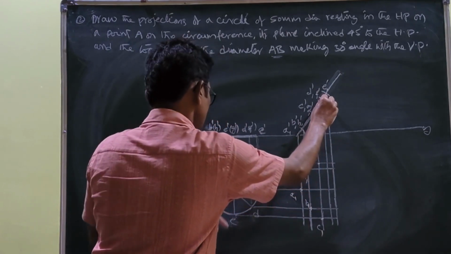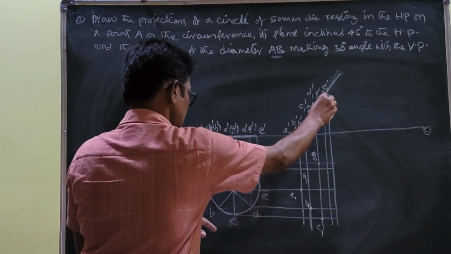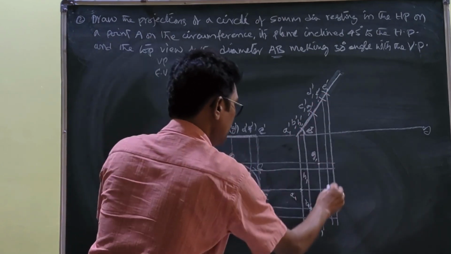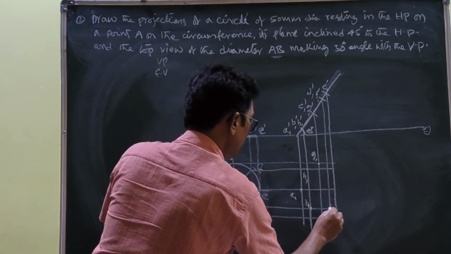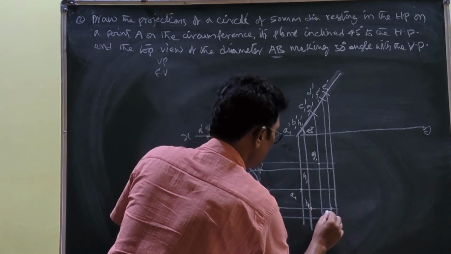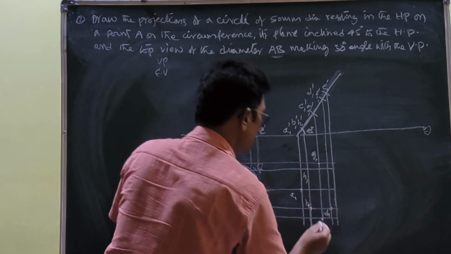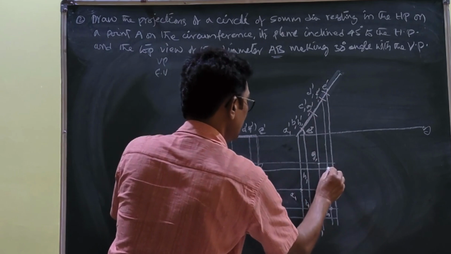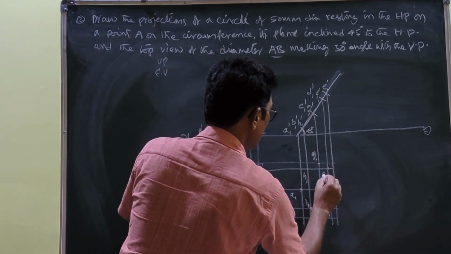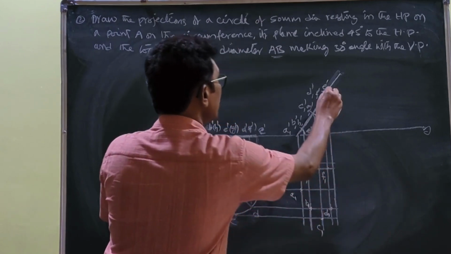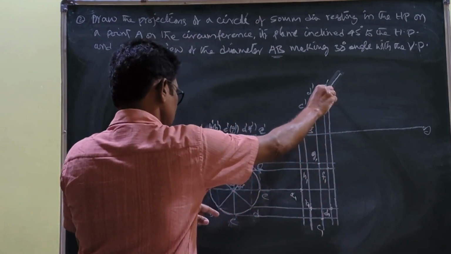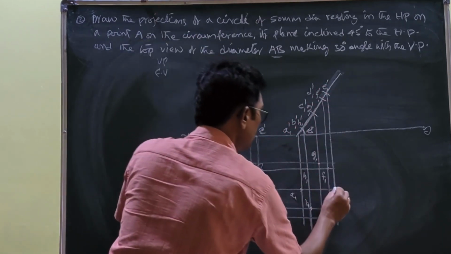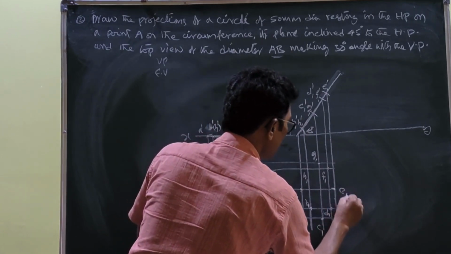Here D1 dash, where is D, this is D, so they meet here, this is D1. Same point F1 dash and F, we meet it here, this is F1. Next E1 dash, where is E, this is E, they meet here, this is E1.